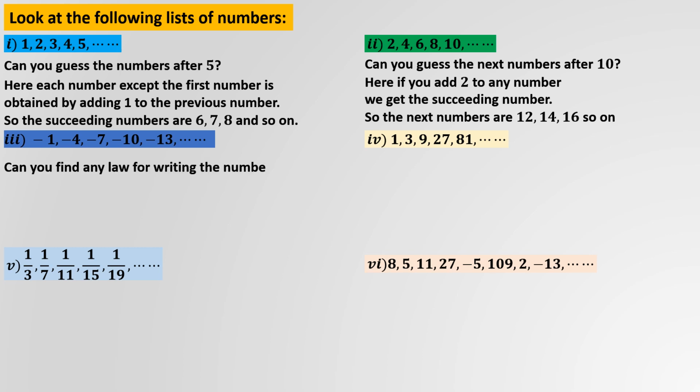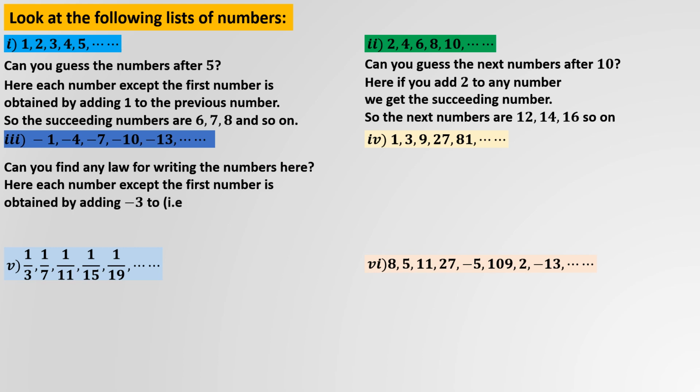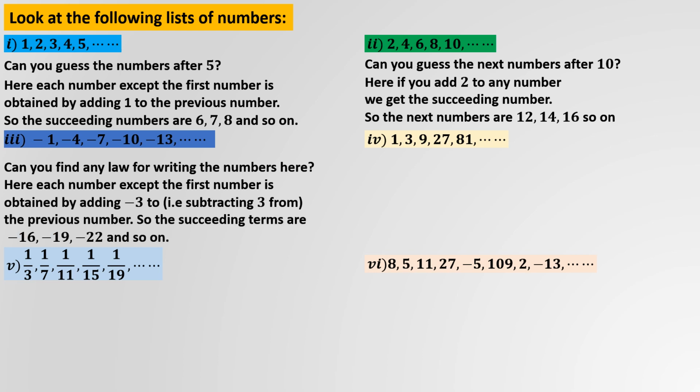Look at the third list. Can you find any law for writing the numbers here? Here, each number except the first number is obtained by adding -3 to, that is, subtracting 3 from the previous number. So, the succeeding terms are -16, -19, -22, and so on.